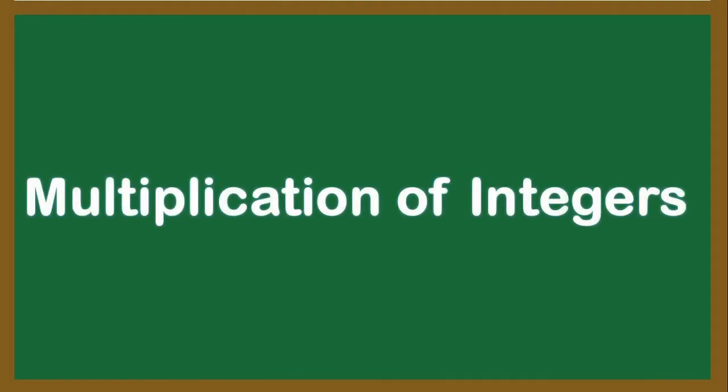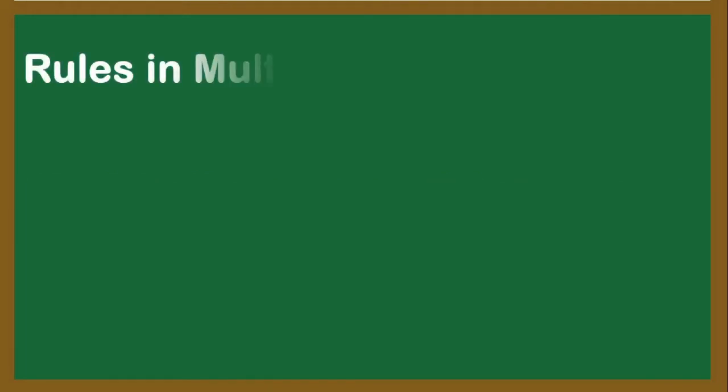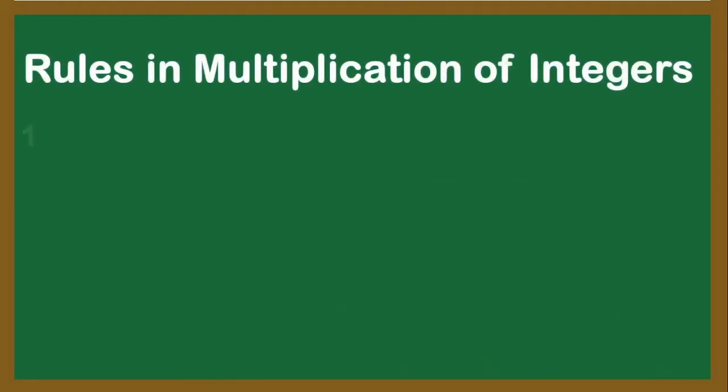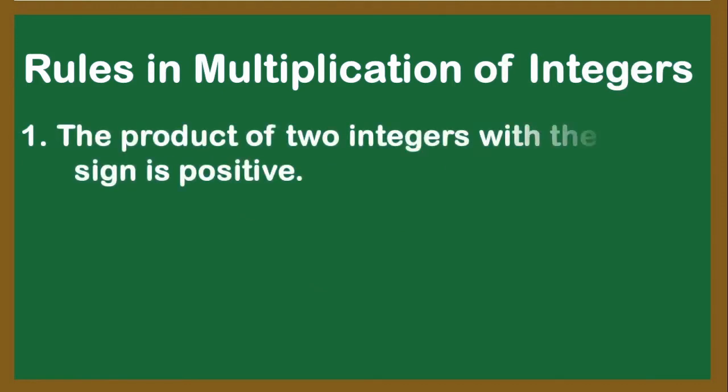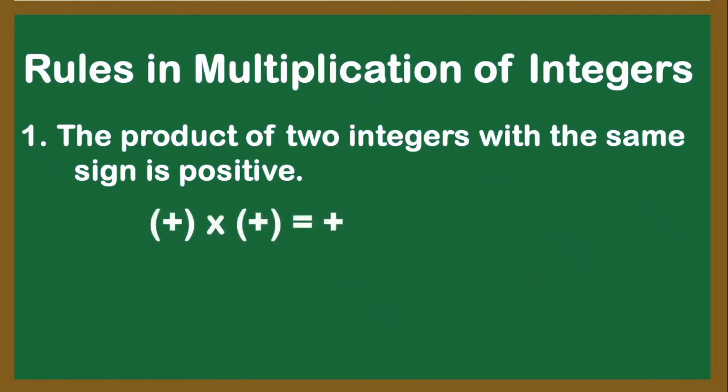Now let us start with multiplication of integers. There are rules to follow in multiplication of integers. Let us have rule number 1. The product of two integers with the same sign is positive. Let's say a positive integer times a positive integer equals a positive integer, or a negative integer times a negative integer equals a positive integer.